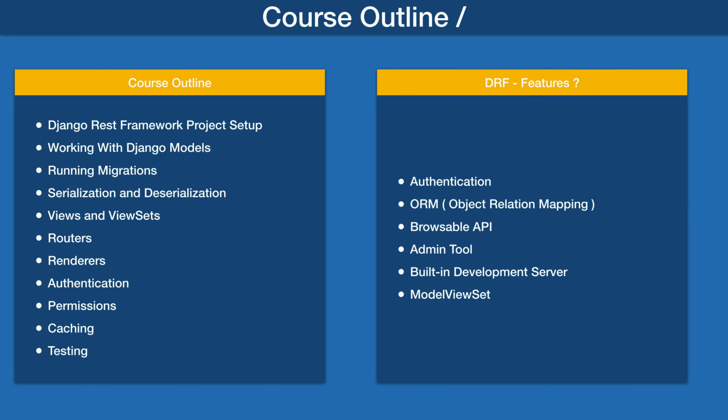Now I also want to point out some of the features which come out of the box from Django REST framework. For short, I'll be calling Django REST framework DRF. It comes with authentication, object relation mapping, browsable API, admin tool, and a built-in development server. I mentioned a model view set. It's not a feature, but it's actually a sort of view in Django REST framework which handles all the CRUD operations automatically for that specific model. We'll take a look at that when we write model view sets.